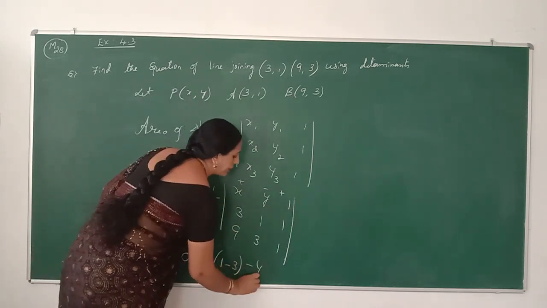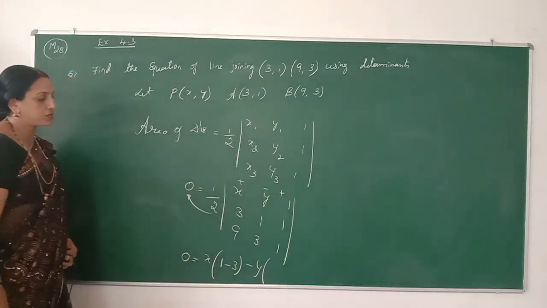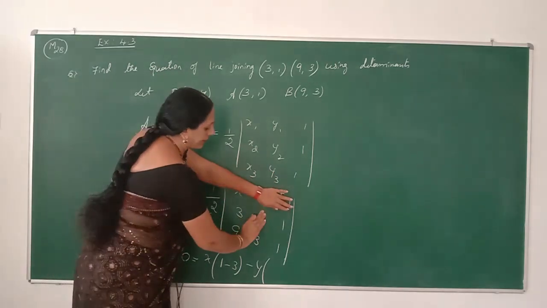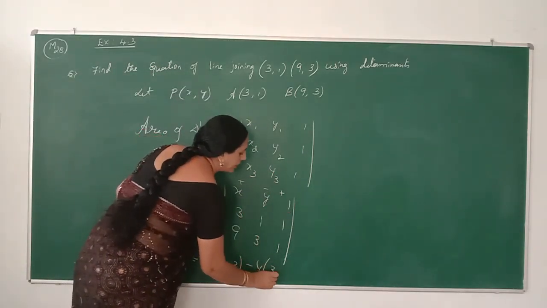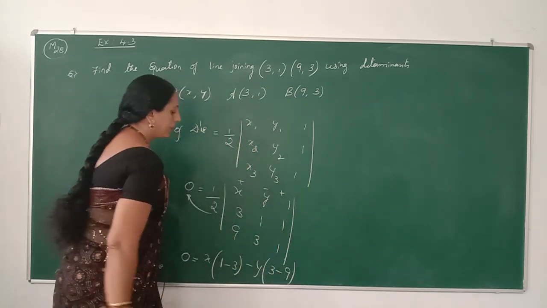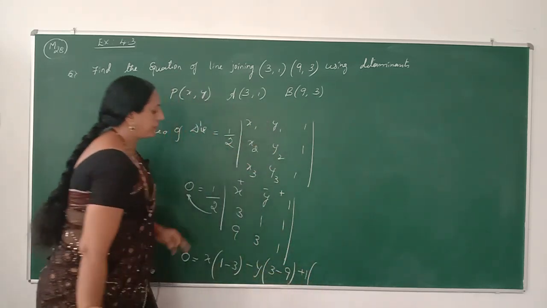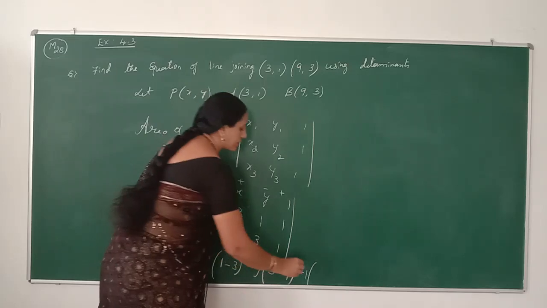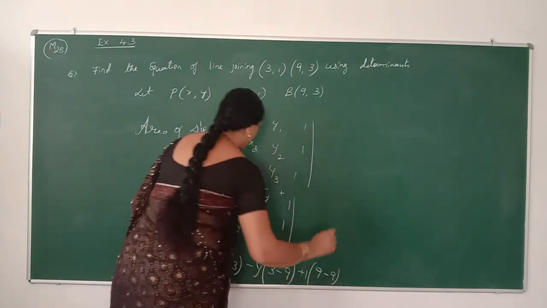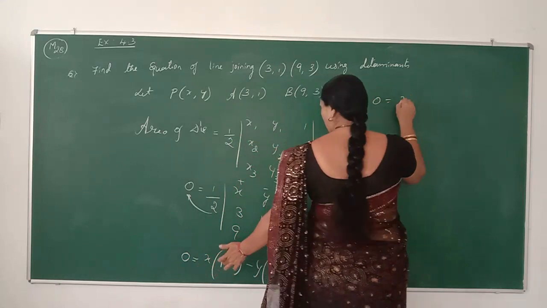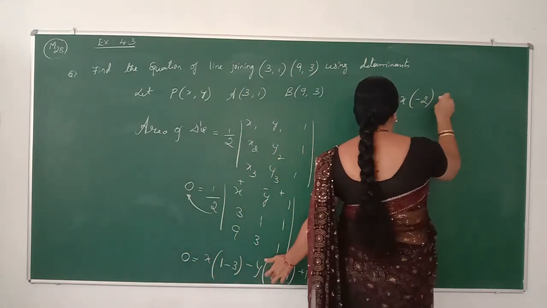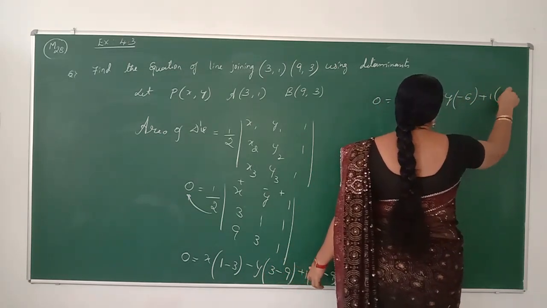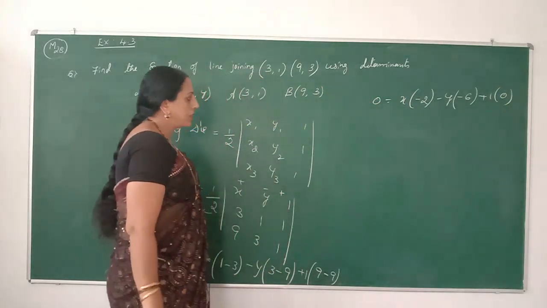Now the second element is minus y. Y is an element of first row, second column, and these are neglected. Remaining are cross multiplied, 3 minus 9, plus 1. 1 is an element of first row, third column, and those are neglected. Remaining are cross multiplied, 9 minus 9. That is 0 is equal to x of 1 minus 3 is minus 2, minus y of 3 minus 9 is minus 6, plus 1 of 1 minus 9 is 0.